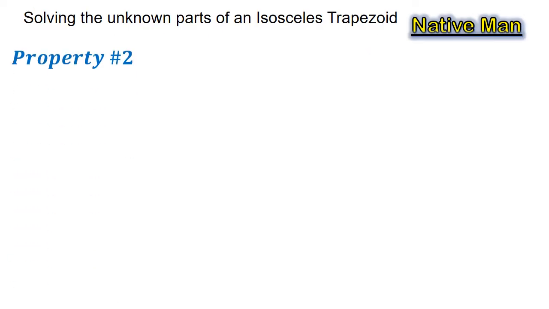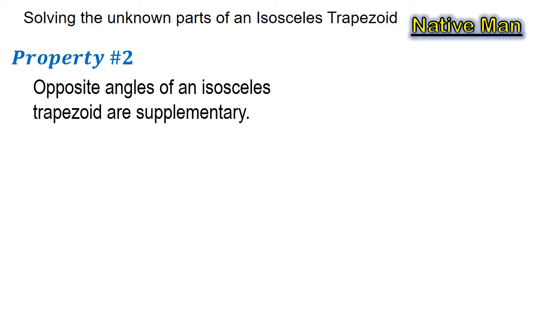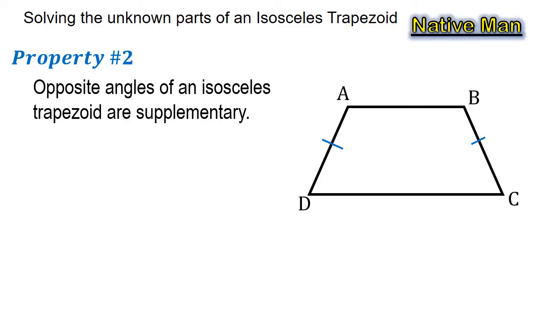Okay, so for property 2 of isosceles trapezoid, it states that opposite angles of an isosceles trapezoid are supplementary. So, if this is the figure, isosceles trapezoid ABCD, there are two pairs of opposite angles. So, one pair is angle D and angle B. So, they are opposite angles. So, if they are opposite angles, then they are supplementary.